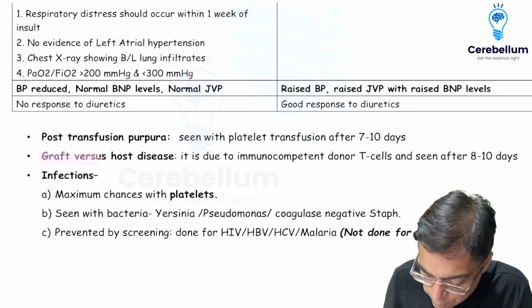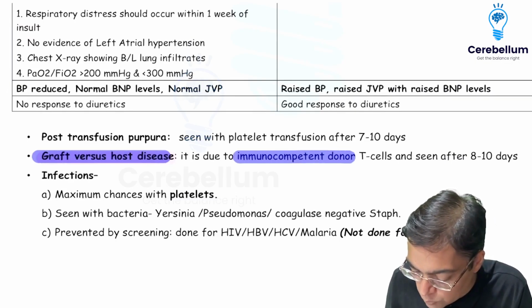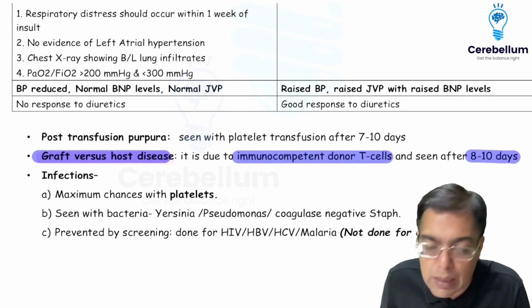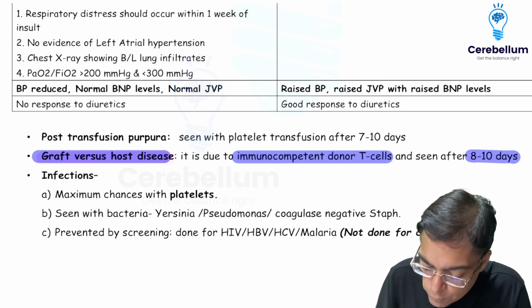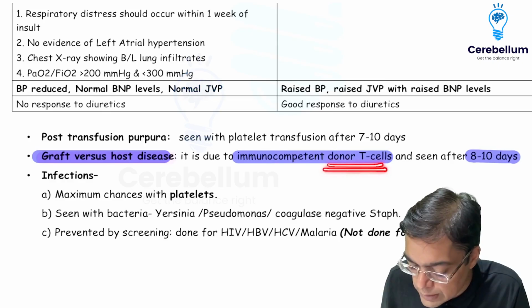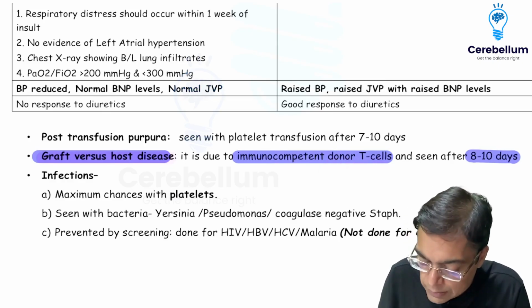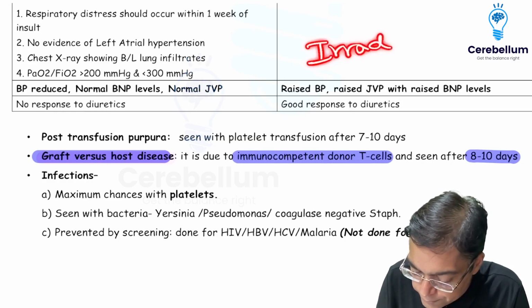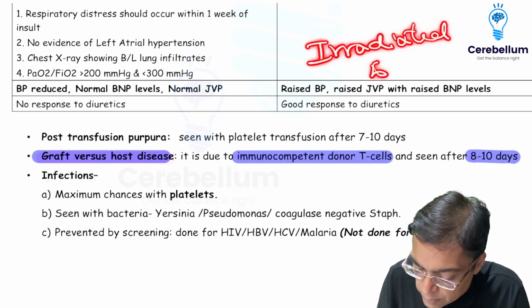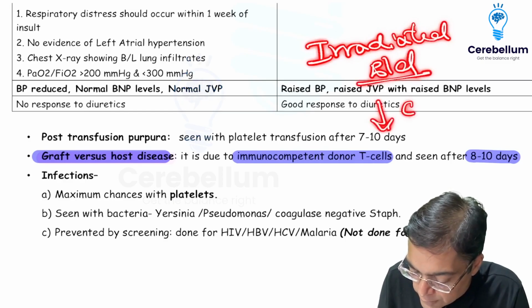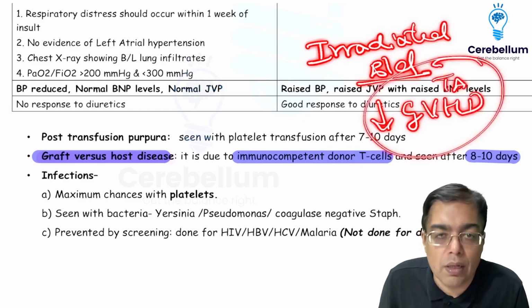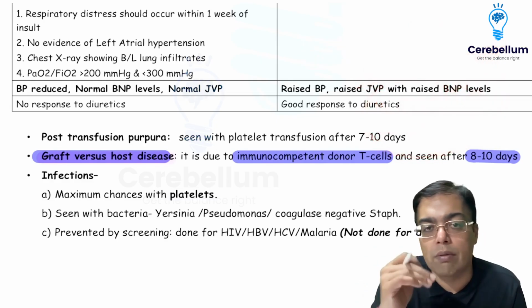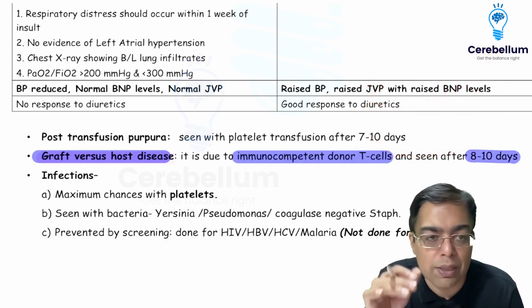graft versus host disease. Graft versus host disease can be seen because of immunocompetent donor T cells, and this is going to be seen after a gap of around 7 to 10 days. Now, what can be done for decreasing the chances of graft versus host disease? If you are going to be minimizing the immunocompetent donor T cells, and that can be done with the help of irradiated blood. So, irradiated blood is going to be associated with reduced risk of development of transfusion-associated GVHD. That is what you need to remember.